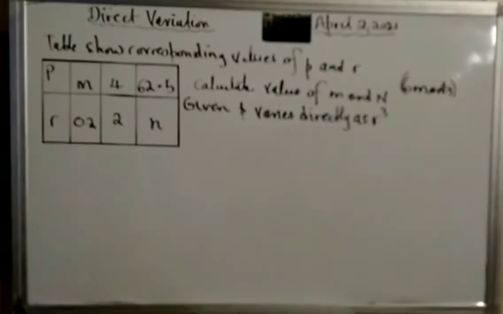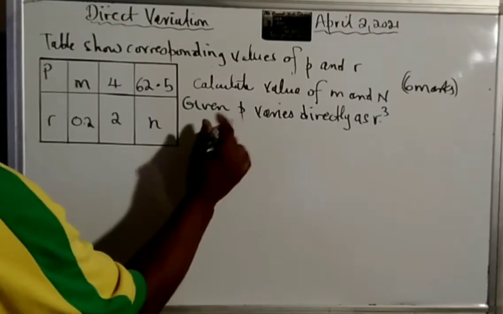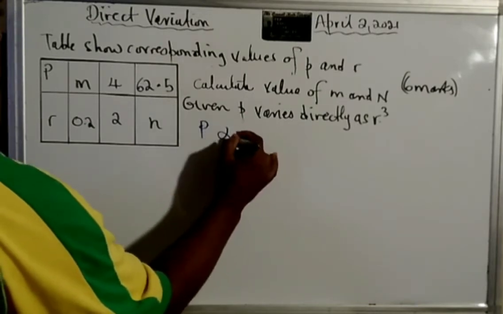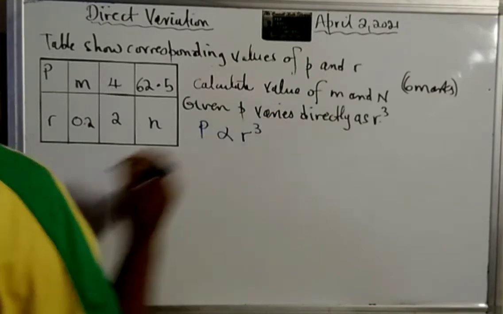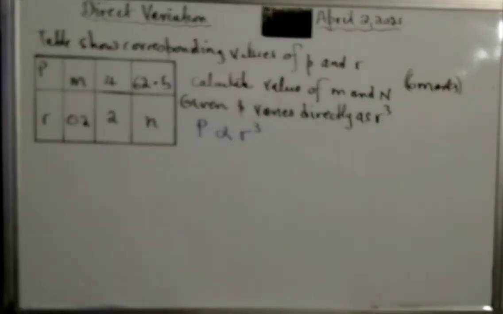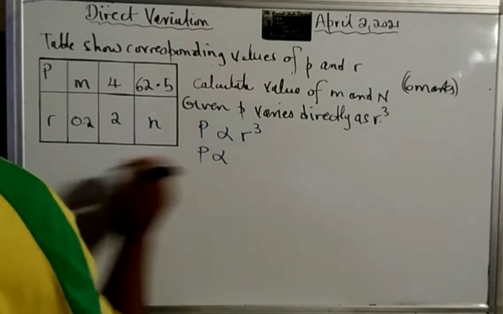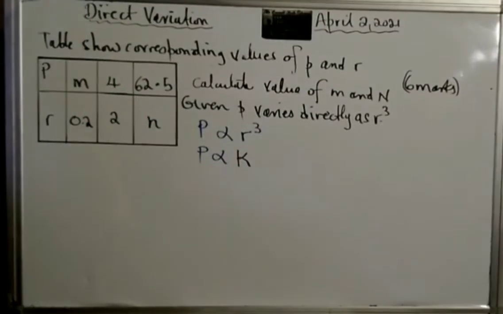First, let us say this is how we set it out. We write up this statement in mathematical terms: P varies directly to R cubed. Now what we have to do is find the relationship between P and R. To find that, we have to find some constant K. So let us put that in, searching for K.